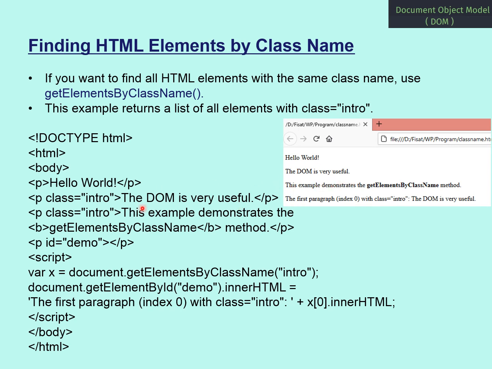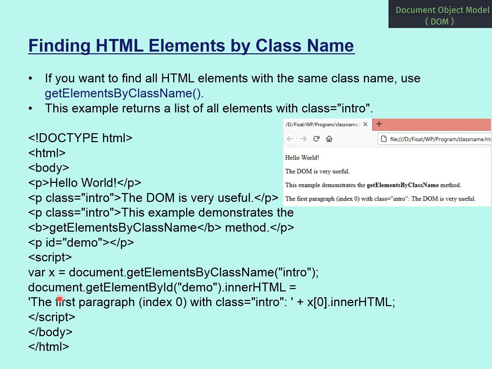Then next is "This example demonstrates," in bold letters, the getElementsByClassName method. That is here. Then the fourth paragraph is having nothing. But using this script, we are trying to access the first intro data, x of 0 dot innerHTML. Here we are doing document.getElementsByClassName of intro. So here what happens is all the data related to class intro is assigned to variable x.